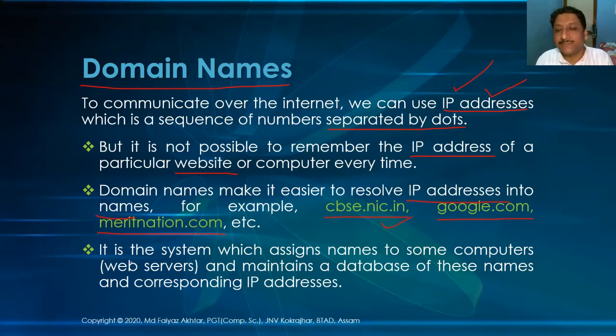It is the system which assigns names to computers and web servers, and maintains a database of these names and corresponding IP addresses. Domain name is responsible for assigning names to particular IP addresses, and it keeps all the IP addresses for the corresponding domain names. This is the work of the domain name.